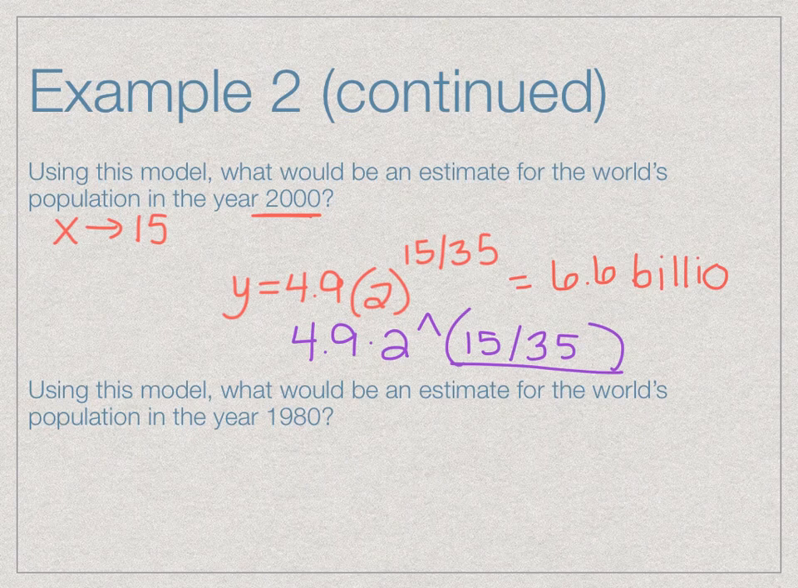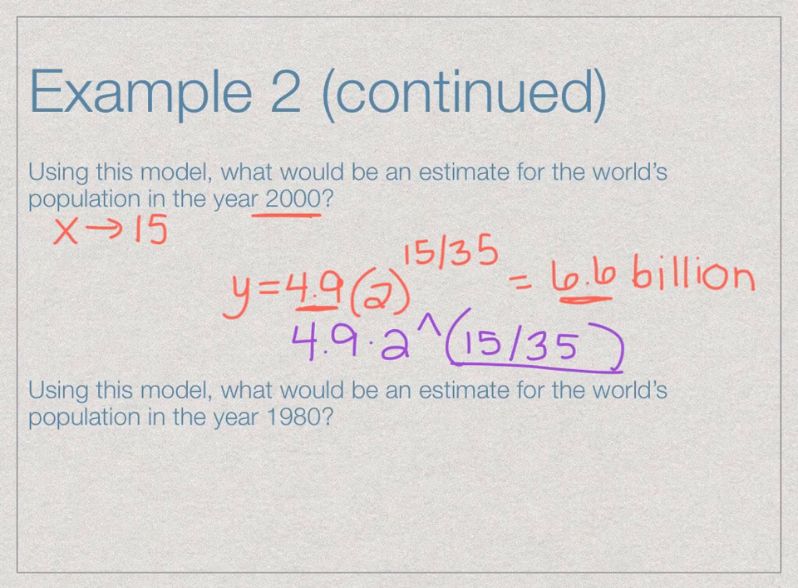Now, we were told the world's population was going to double. We went from 4.9 to 6.6. That's not doubling, okay? But that's okay because we've only had 15 years go by. It's only supposed to double every 35 years, okay? So it's always good to kind of check back to what you started with and what you ended with and just make sure that your answer seems reasonable.